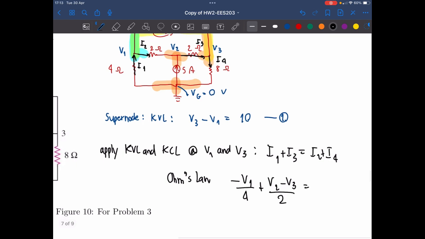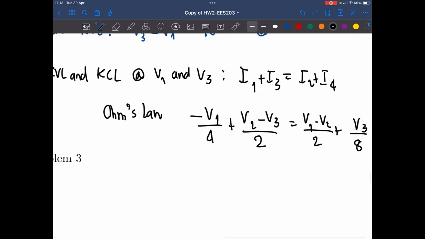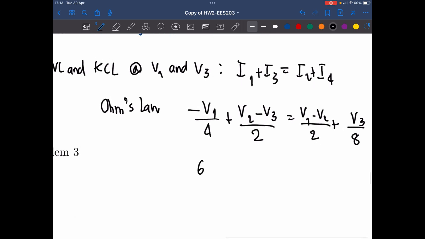For the I2, it's going to be V1 minus V2 divided by 2, and the last part, V3 divided by 8. Now, let's simplify this equation. So, at the end, it's going to be 6V1 minus 8V2 plus 5V3 equals 0. So this is the second equation.